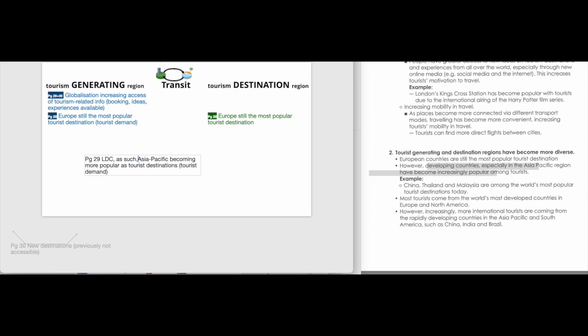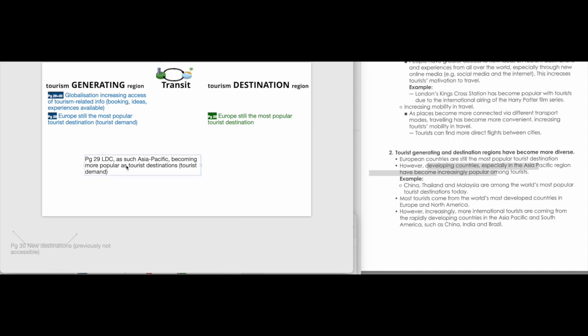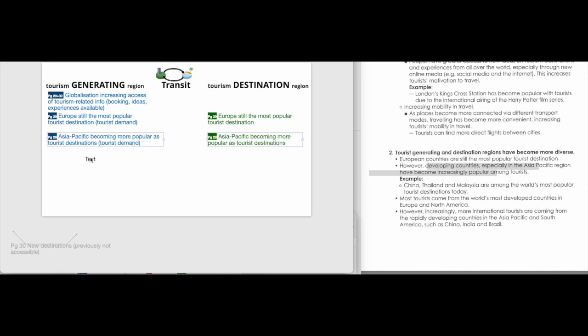Okay, are you done already? All right, so where will you put them? Well, if I were to decide, I would put the same thing as Europe, I'll put them as both over here. Okay, TGR, because maybe there's more demand for Asia Pacific or visiting LDCs.